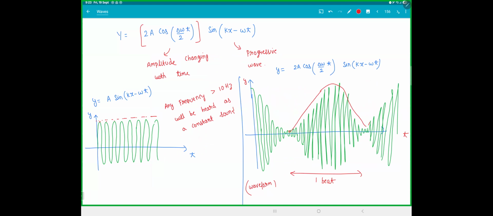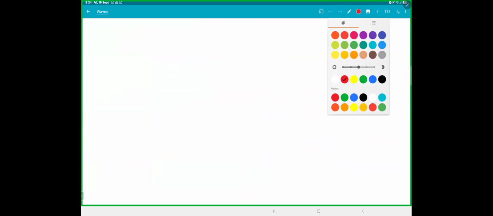So what you're hearing is actually not the wave. What you're hearing is this envelope, isn't it? When you join all the peak values, you're hearing the envelope basically. So how many beats will you get every second then? Let's try to calculate that.